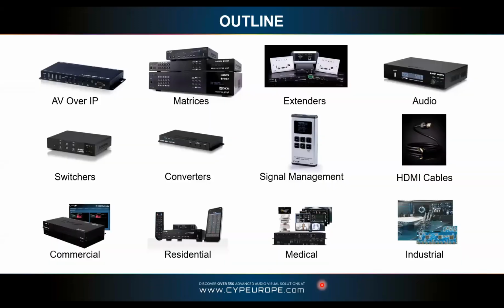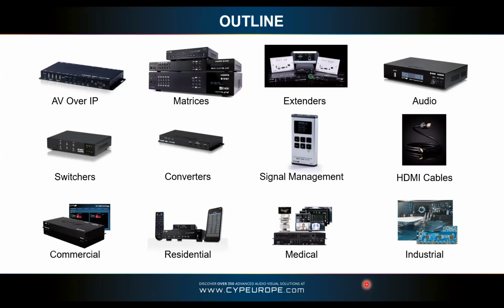As you're all aware, CYP are well known for signal distribution products. As you can see on screen, they're covering AV over IP, HDMI and HDBaseT matrices, and a wide range of extenders. We've got our audio products, including converters and amplifiers, switches, presentation switches, HDMI switches, converter products for video signal conversion, signal management tools as well, and things like HDMI cables, and they can be used across a range of applications, as you see along the bottom there.